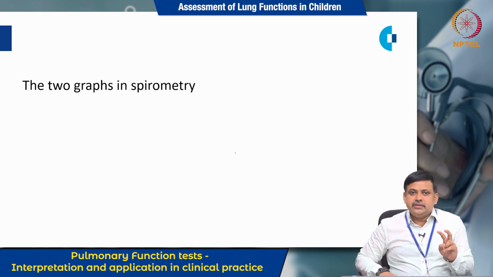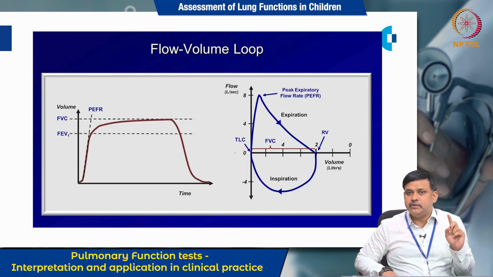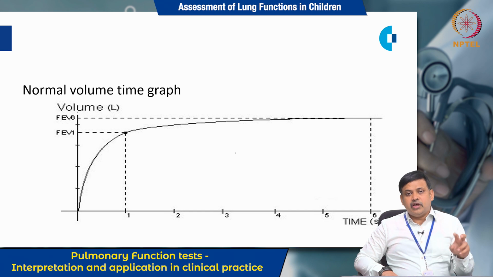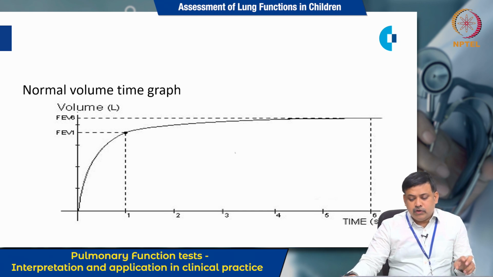While interpreting, two graphs are very important. The two graphs in spirometry are the normal volume time graph and the flow volume loop graph. The normal volume time graph has volume as well as time.